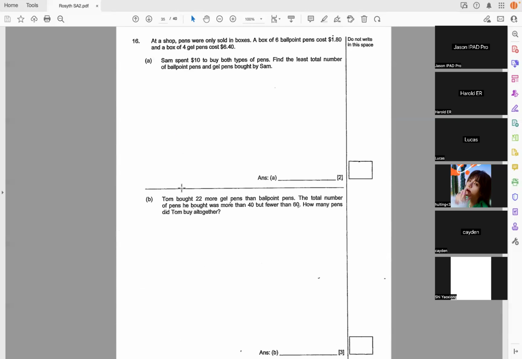At a shop, pens were only sold in boxes. A box of 6 ballpoint pens costs 180. A box of 4 gel pens costs 640. So let me write: one box of 6 ballpoint is 180, and then you have another box, 4 gel pens, costs 640.